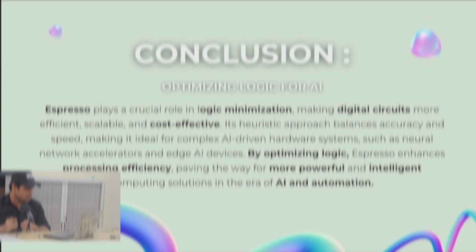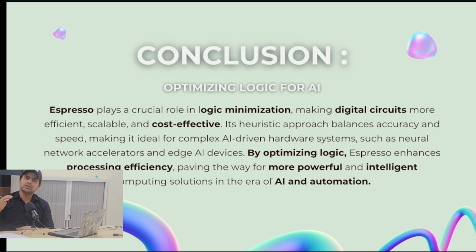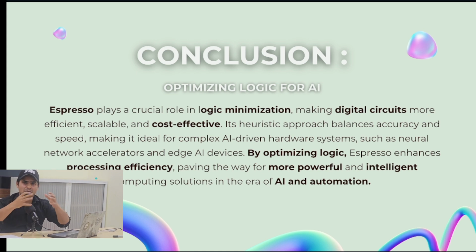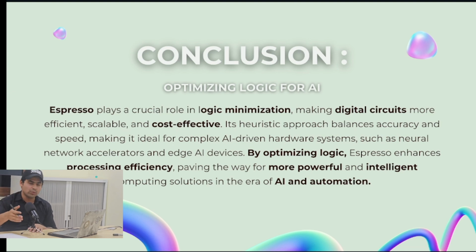So I will come to the conclusion part: optimization logic for AI. Espresso plays a very important role in logic minimization. Why logic minimization? Whatever logic you have built has to be minimized. If you build some logic that is consuming a lot of hardware, a lot of space on your hardware, ultimately that's not going to work. So how you reduce your logic plays a very important role. And how can you do that? You can do it with the help of Espresso.